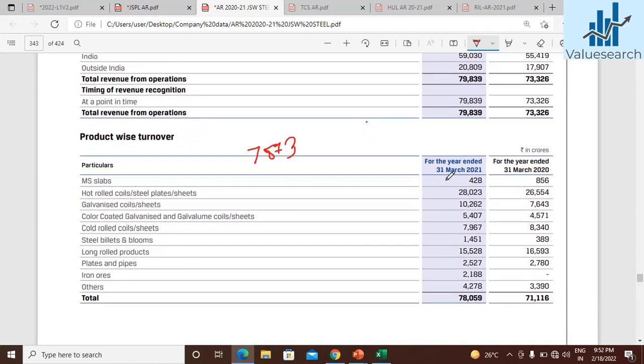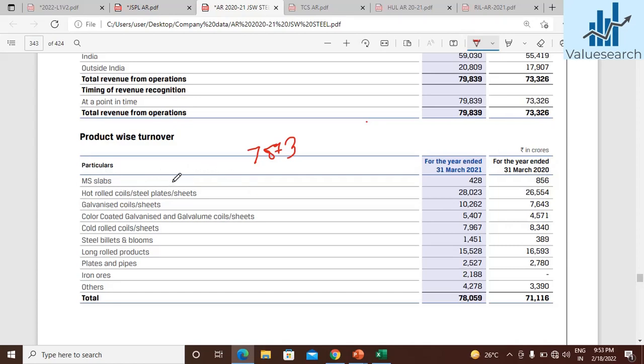Then you have product wise split over there, product wise turnover given over here. But here the problem is that it is just the turnover given over here, and there is no volume of sales given over here. So this is the console basis net profit, 7873 crore rupees. So now if you just do 248 divided by this, multiplied by this, you will get on console basis how much net profit MS Labs has earned.